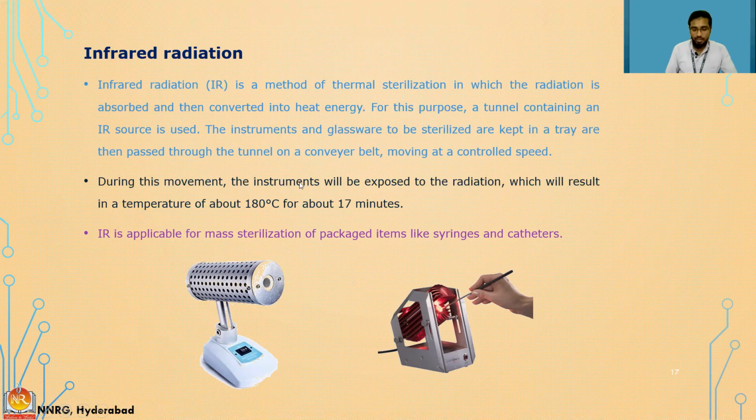During this moment, the instrument will be exposed to radiation which results in a temperature of about 180 degrees centigrade for about 70 minutes. You know, when rays coming from the sun fall and the electrons absorb them, they get to an excited state and come down to the ground state. Since they are unstable, during their coming to the ground state, heat is evolved. That heat will reach 180 degrees centigrade in case of IR. So IR is applicable for mass sterilization of packed items like syringes and packages.